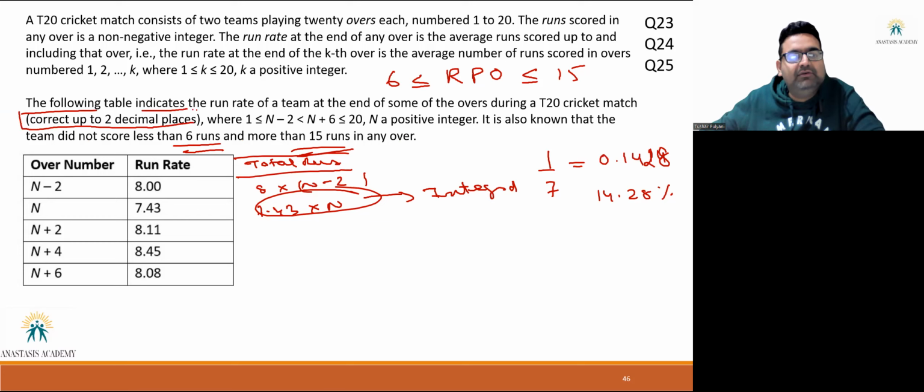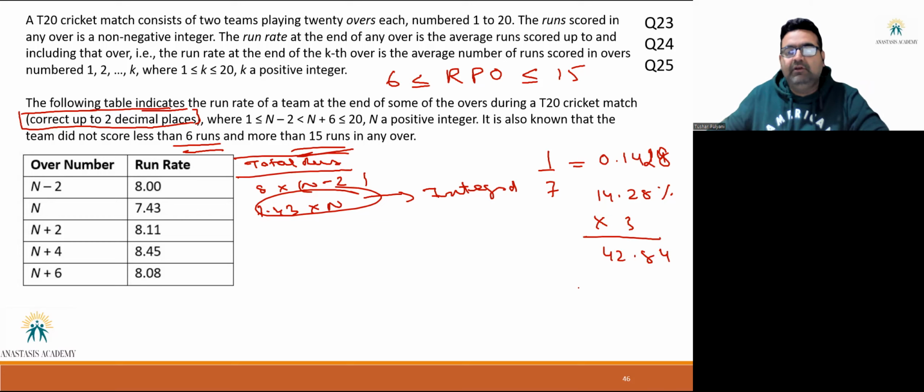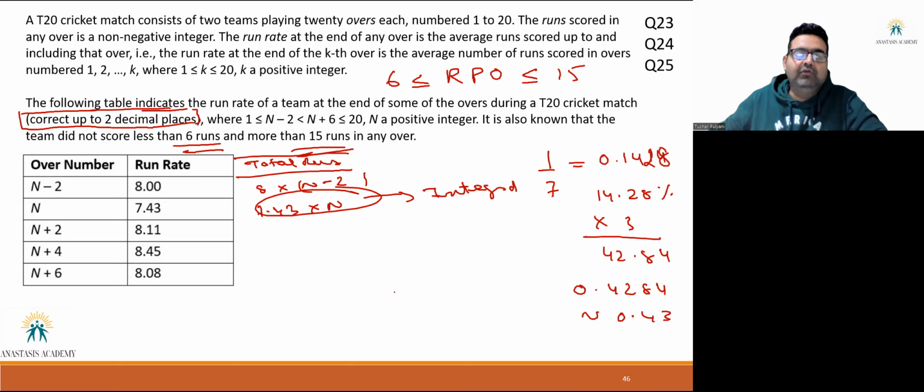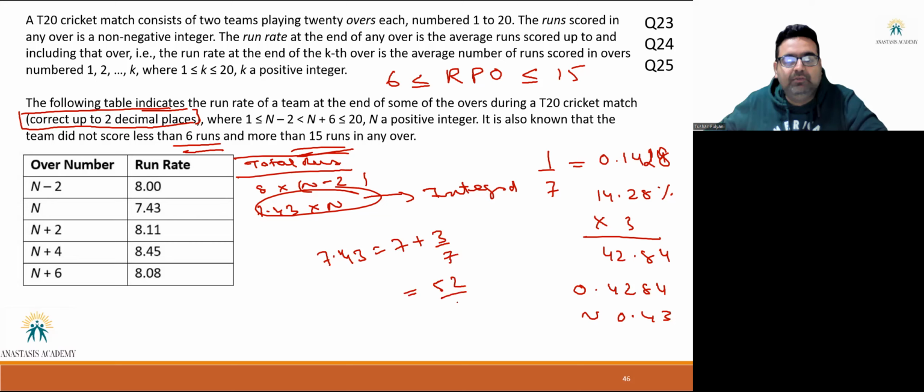There was a place in the question where they said these numbers are not actual, these are rounded up to the second decimal. So 14.28 into 3 will be 42.84. When you do it in decimal, it will be 0.4284, which when rounded to the second decimal will be 0.43. So basically, they're talking about 3 by 7. So 7.43 is nothing but 7 with 3 by 7 as decimal, which is 52 by 7.